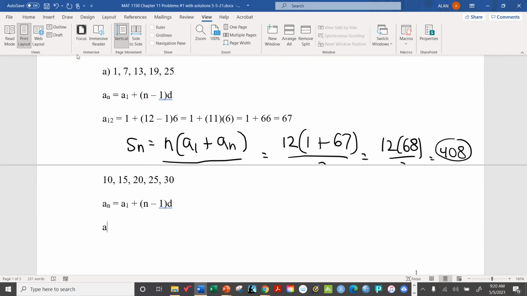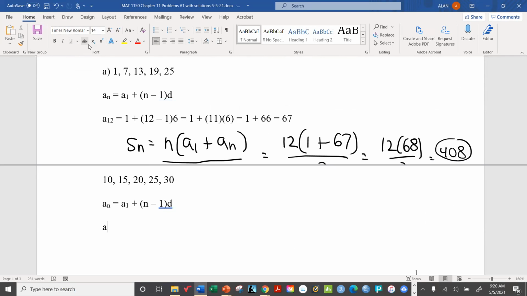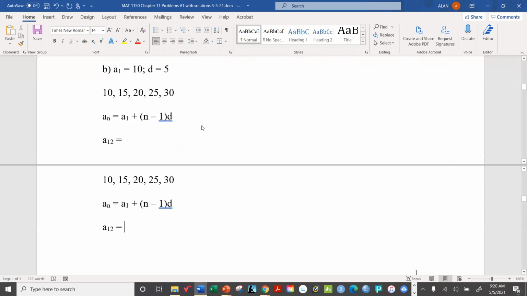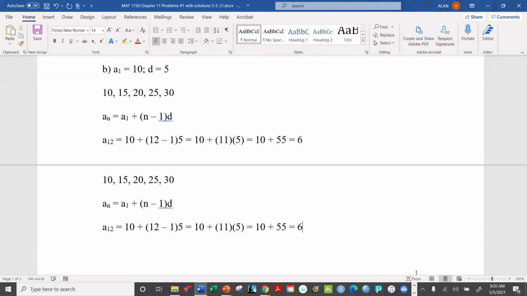So we have A12 equals, so A1, okay, this is what we're dealing with right now. A1 is 10 plus 12 minus 1, the common difference is 5. 10 plus 11 times 5 equals 10 plus 55 equals 65. Very good.